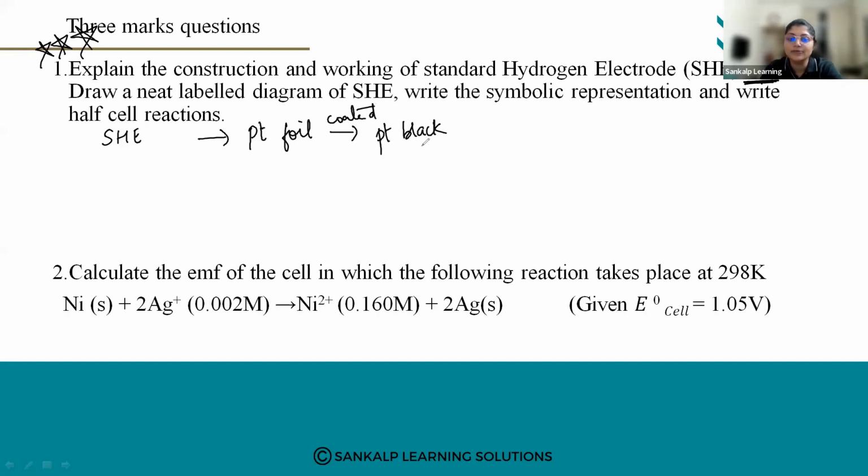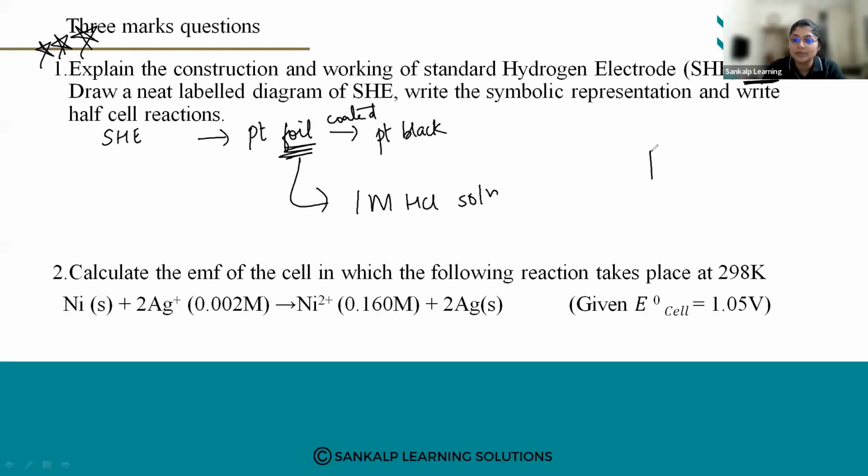This platinum foil is connected to a platinum wire, which is with mercury. The other end of the platinum wire is connected to the external circuit. This platinum foil is dipped in 1 molar HCl solution. So how is the diagram of this SHE?